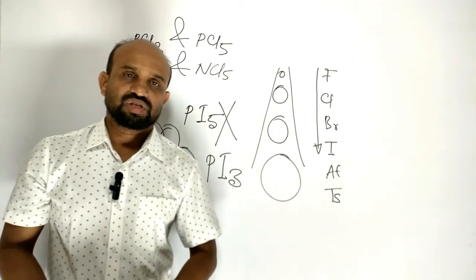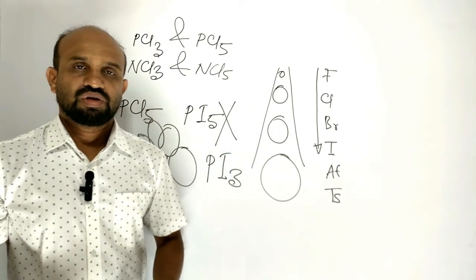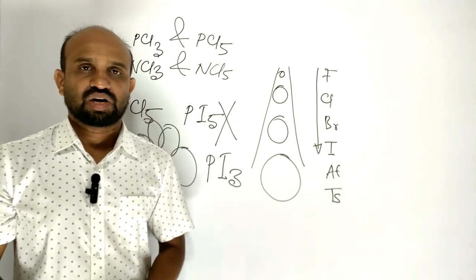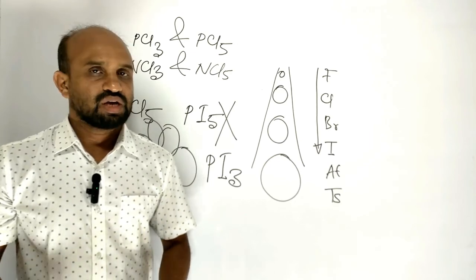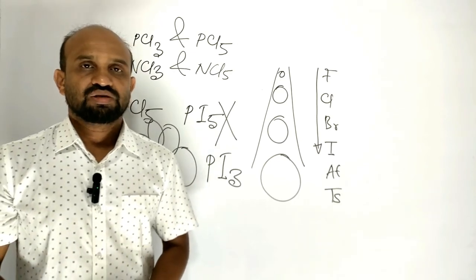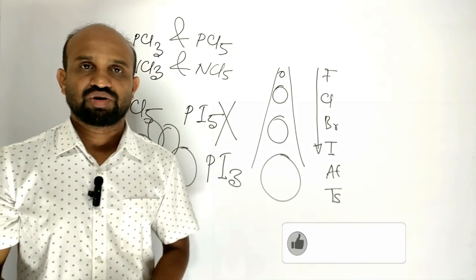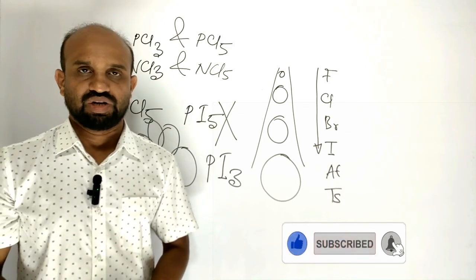So, phosphorus trichloride and phosphorus pentachloride can be formed, nitrogen trichloride can be formed, but nitrogen pentachloride cannot be formed because of the absence of vacant d orbitals. Again, phosphorus triiodide can be formed, but phosphorus pentaiodide cannot be formed because of the larger size of iodine atoms.